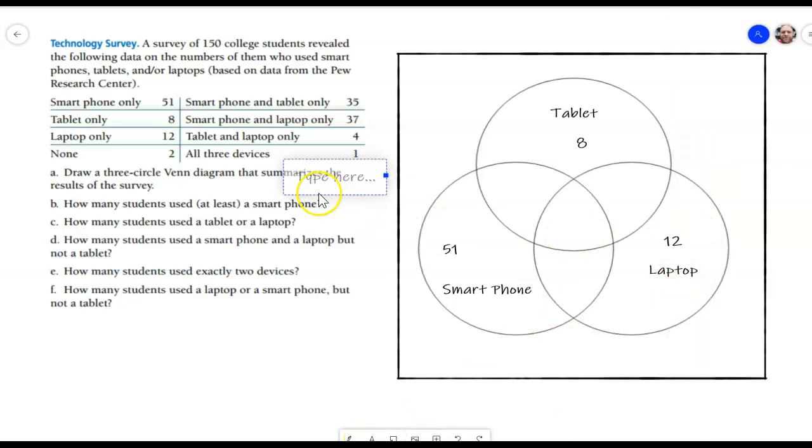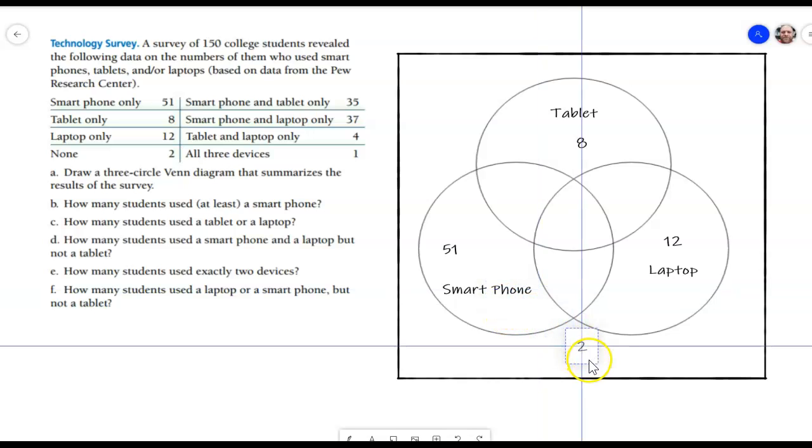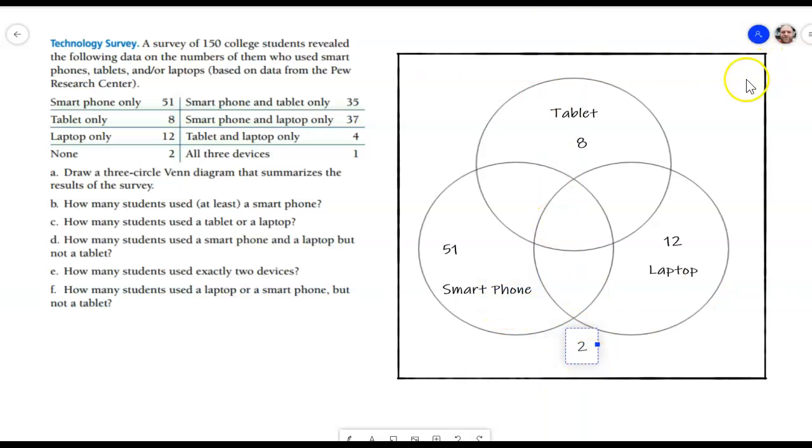And then students who don't use any, I'll put that up. That's going to be a 2. I'm going to drag that to outside of my box there. So anywhere in the box, but not inside any of these circles. So students that use any.